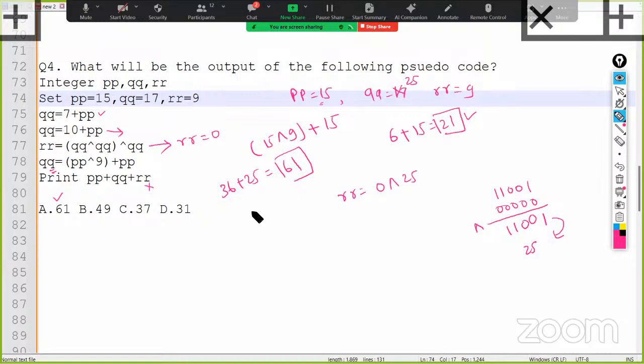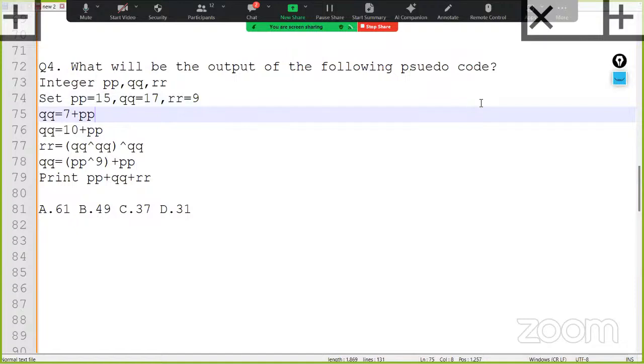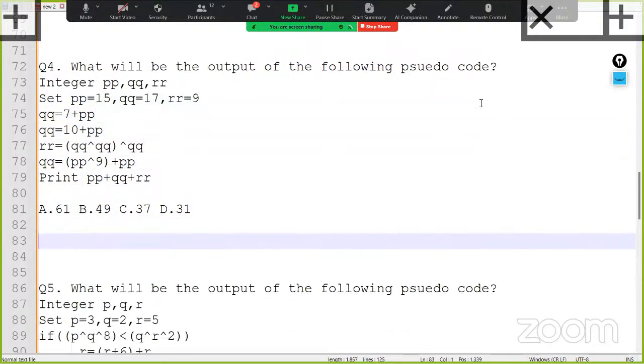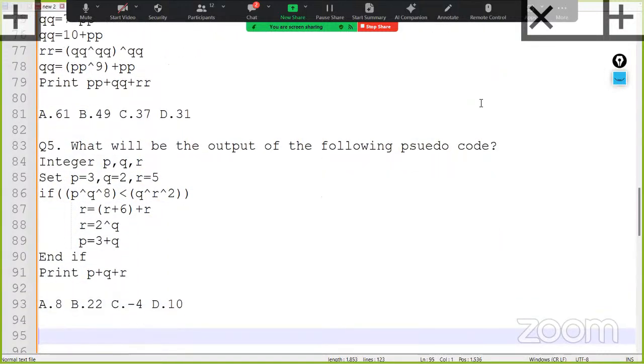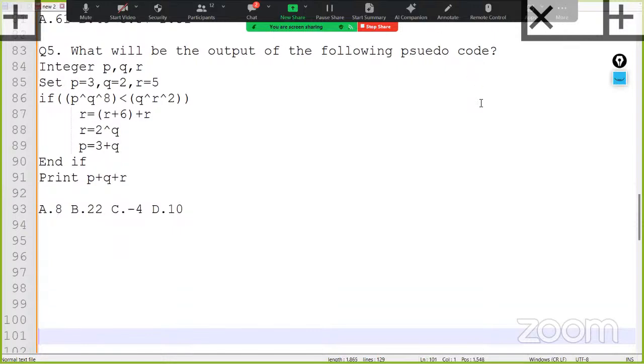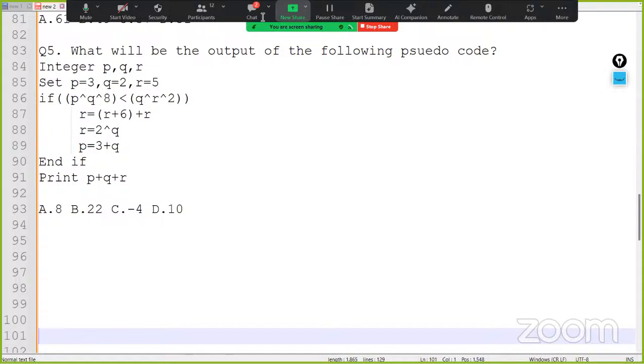Okay, now let us move to the next question. So write it here. I'm going to scroll. Okay, now please solve this question. Again, level 1.